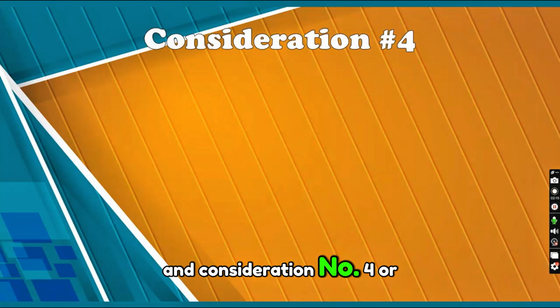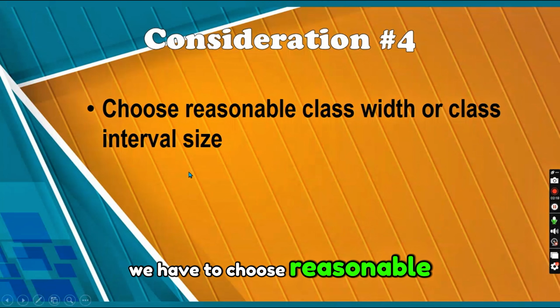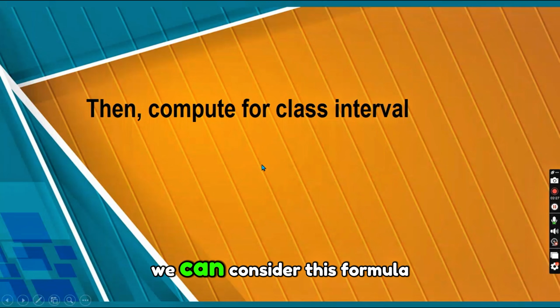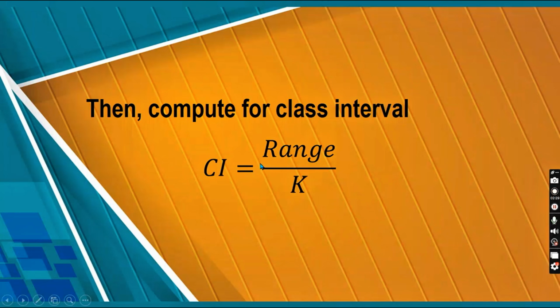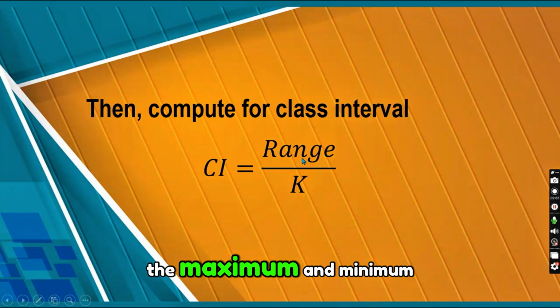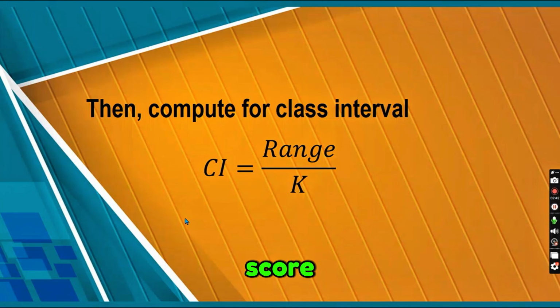And consideration number 4, or last consideration, we have to choose a reasonable class width or class interval size. That is why when we do it manually or using Excel, we can consider this formula: CI, or class interval, is equal to range over K. Of course, range is the difference between the maximum and minimum, or highest score minus lowest score, and K is the number of classes.